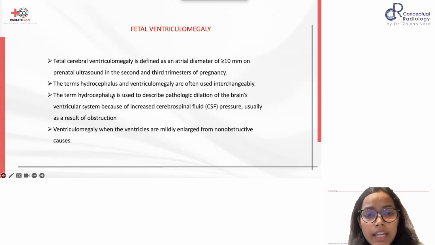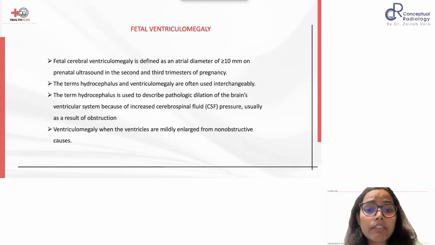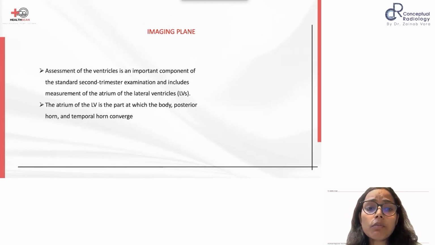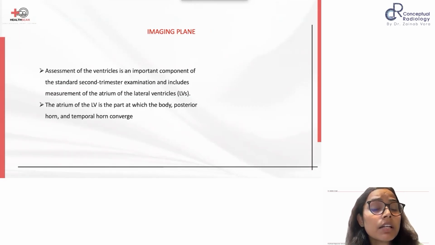So how do we define its differences? Hydrocephalus is a pathological dilatation which occurs because of obstruction. And ventriculomegaly can be because of the obstructive cause as well as the non-obstructive causes. So then how are you going to assess whether there is a ventriculomegaly or not? Obviously this has to be measured, as we have defined it, by the width of the atrium, which is more than 10 mm. So this we assess in the transventricular plane.